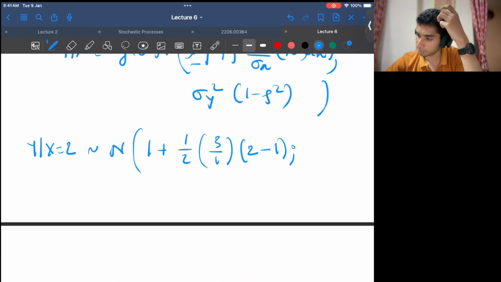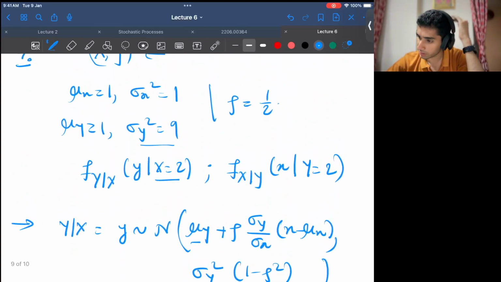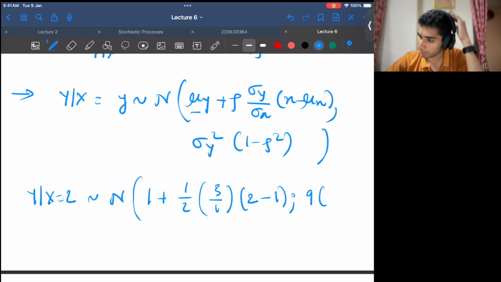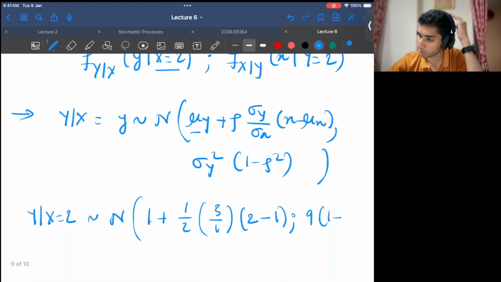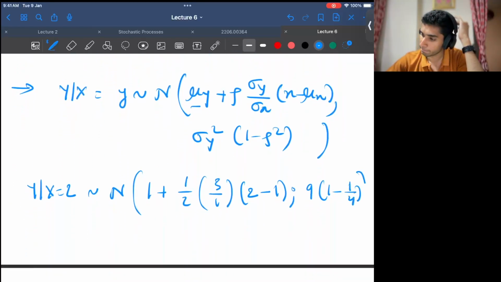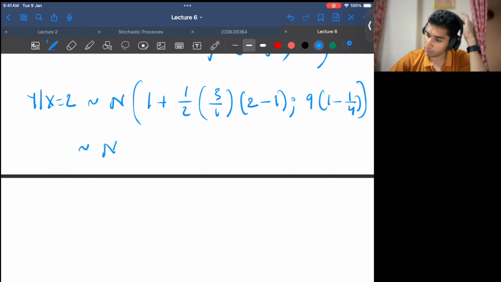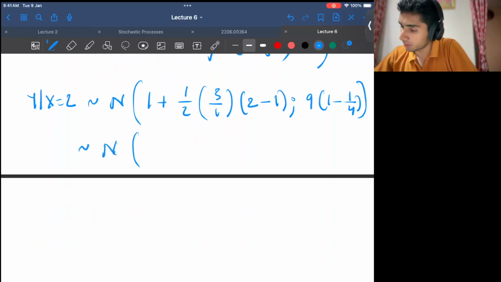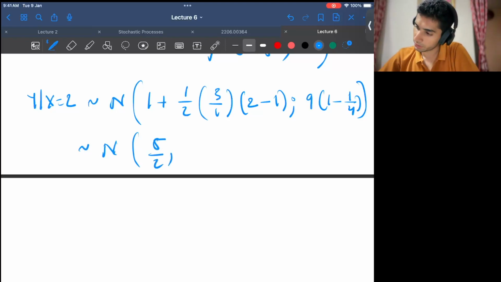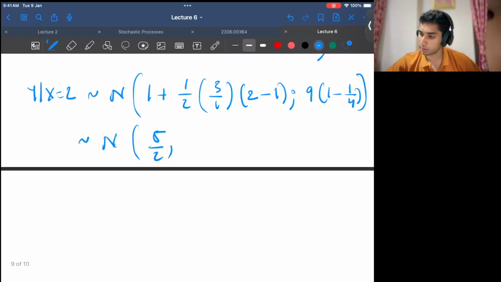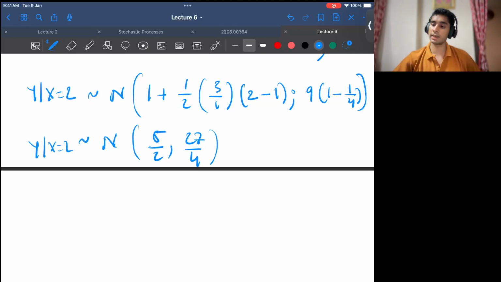And what is the variance? Sigma y square is given to be 9, times 1 minus rho square. Rho is half, so rho square is 1 by 4. So this is normal. The mean becomes 1 plus 3 by 2, so this is 5 by 2, and the variance is 9 times 3 by 4, nine threes are 27 by 4. So y given x is equal to 2 is a random variable distributed according to normal 5 by 2, 27 by 4. This is the mean, this is the variance. Simple.